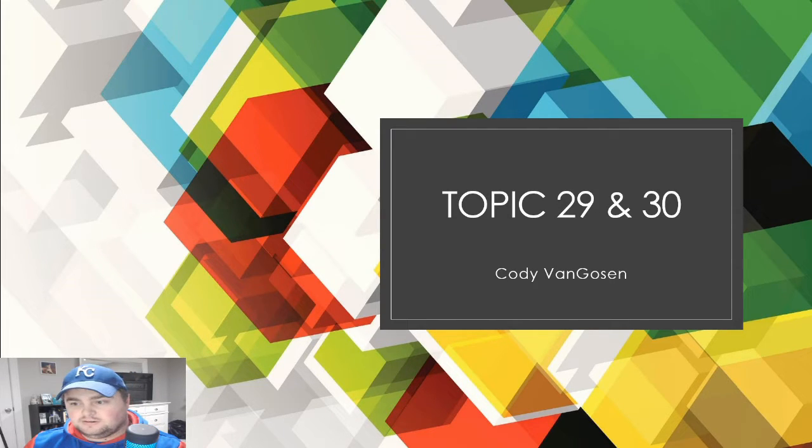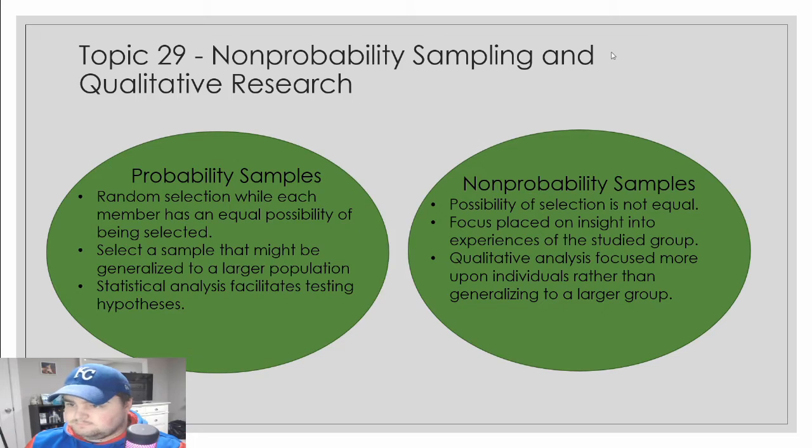Today I'm going to be presenting on topics 29 and 30. We're going to begin with topic 29, which is non-probability sampling and qualitative research.